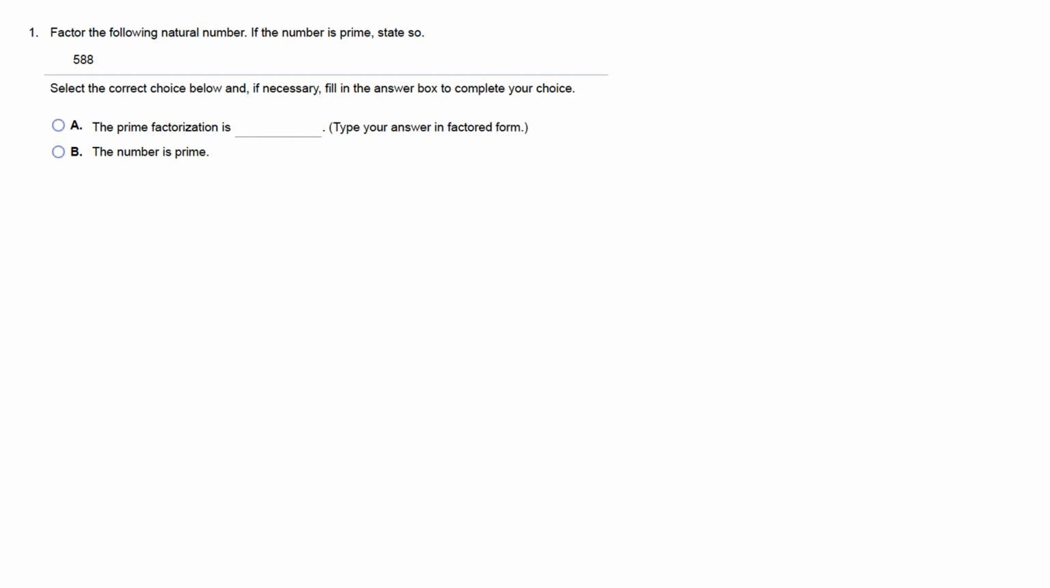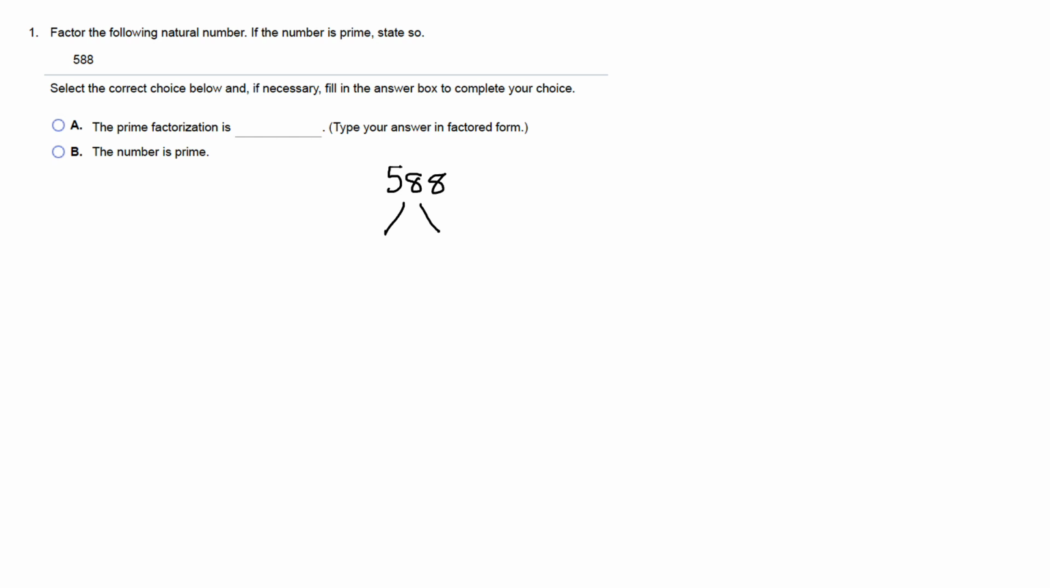Factor the following natural number. If the number is prime, state so. Here we're given the number 588. We want to factor this number into the set of prime numbers. We're going to create a factor tree to do this. The first step is to draw two branches coming down from your number. Next, we need to think of two numbers that when multiplied together will give me 588.